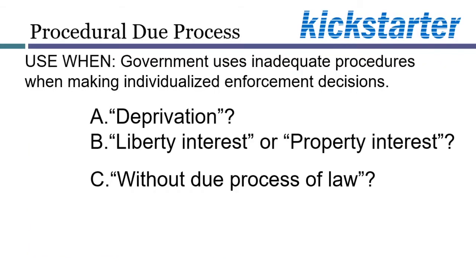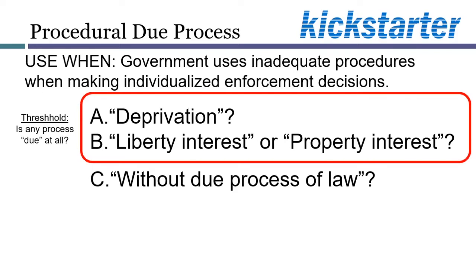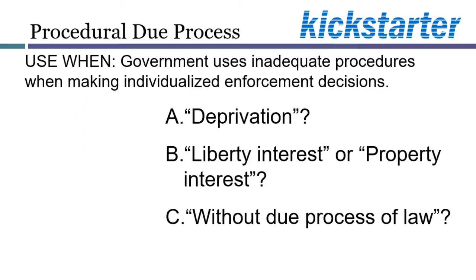The Kickstarter begins with some threshold questions. These determine whether the government owes the affected individual any procedures at all. The first step, deprivation, is usually not a major bone of contention. First, there's a state action requirement. The Due Process Clause only limits the ability of the government to deprive people of life, liberty, or property. Here, the parking ticket and the $50 deprivation are definitely imposed by the government.